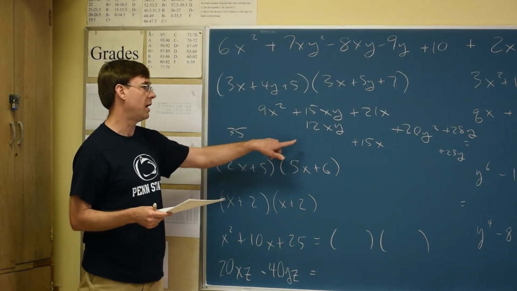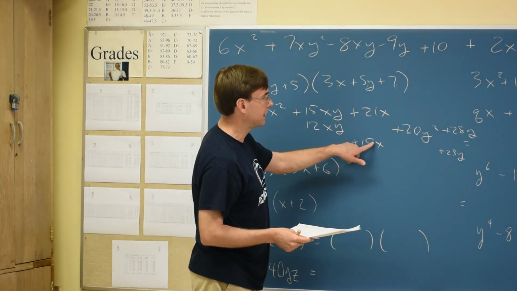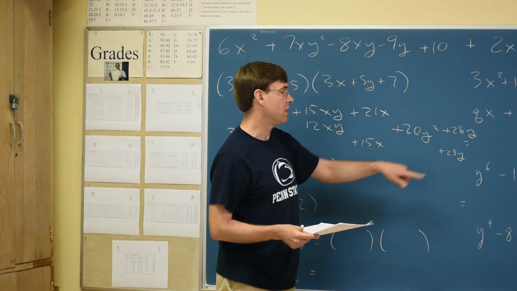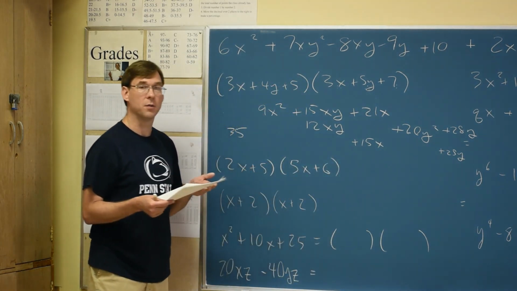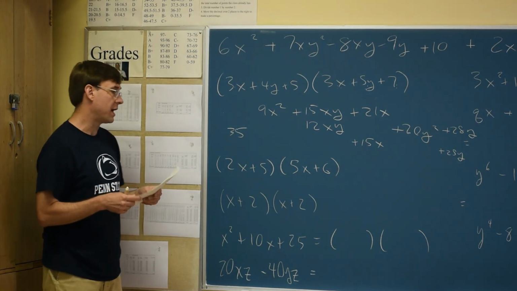9x squared has nothing like, but the xy's make a 27. The x's make a 36. The y's make a 53. Doesn't matter what order you put them in, just make sure you have everything there. 4 is just regular foiling.